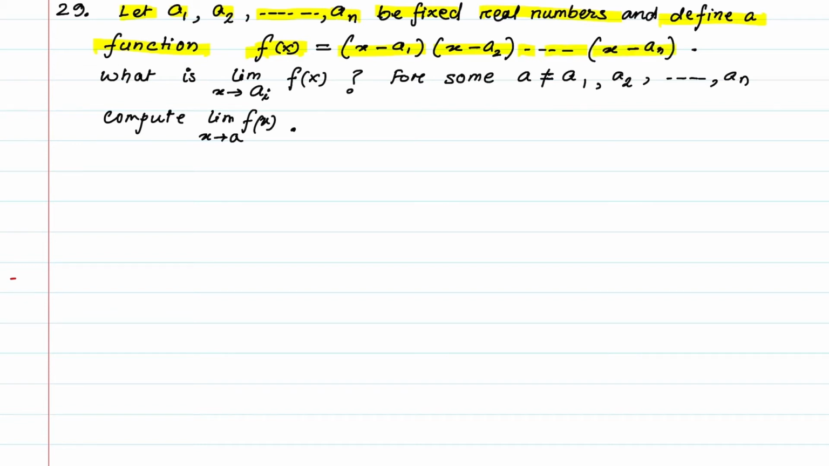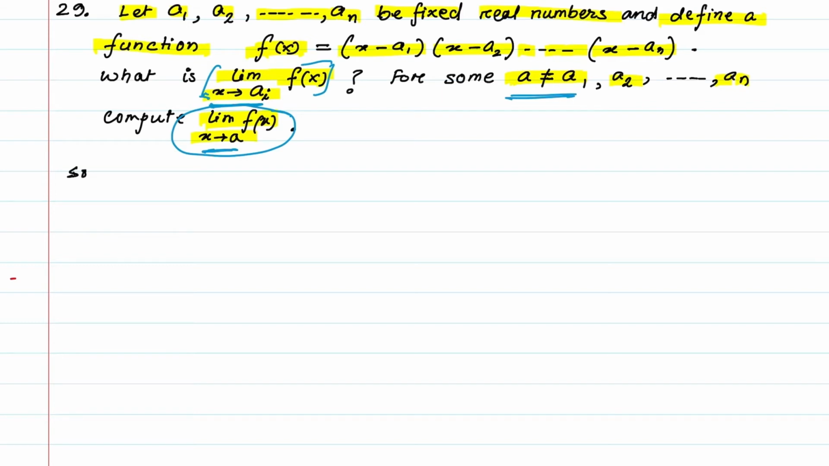Okay, so here it is asked what is limit f of x as x tends to ai, and for a not equal to a1, a2, dot dot dot an, we need to find limit of f of x as x tends to a. First we need to find this limit of f of x as x tends to ai. Then we need to find this limit of f of x as x tends to a, where a is not equal to a1. Okay, so let me show you how to solve this one.